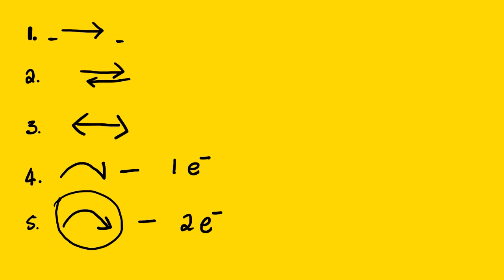And then you'll see this arrow when dealing with resonance structures. This is one of the things that you should know. We call this a pushing two electron arrow.